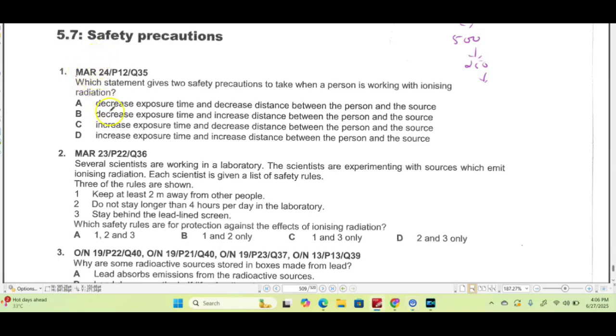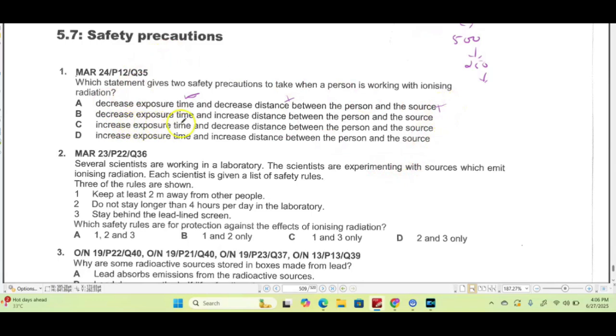Safety precautions, question number 1. Which statement gives 2 safety precautions to take when a person is working with ionizing radiation? Decrease exposure time. Yes, this is true. And decrease distance between the person and the source. No, this is not correct. So A is not correct.